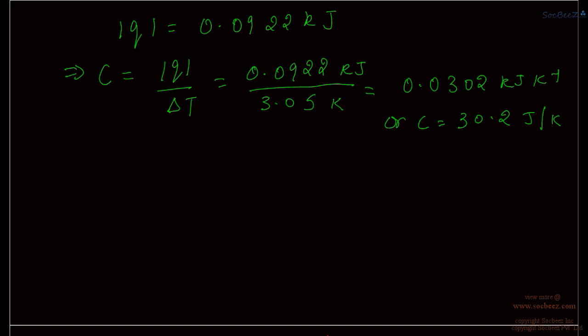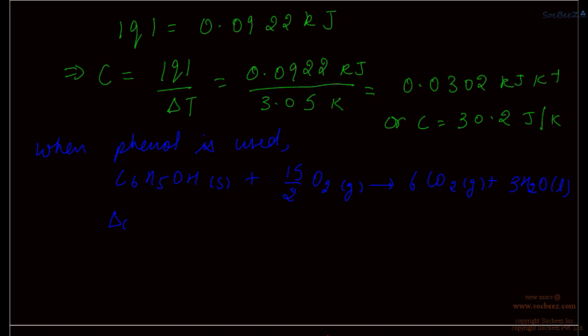Now when phenol is used, the reaction is C6H5OH plus 15/2 O2 gives 6CO2 plus 3H2O.